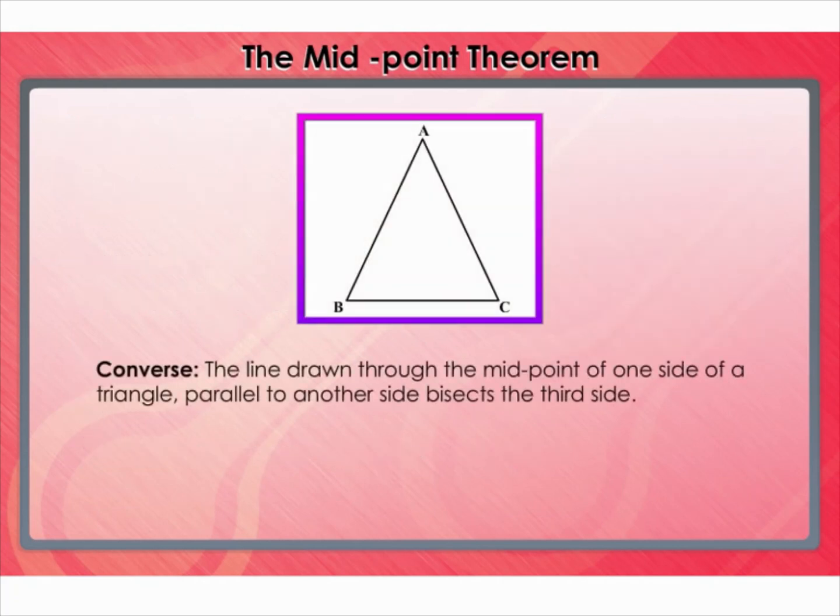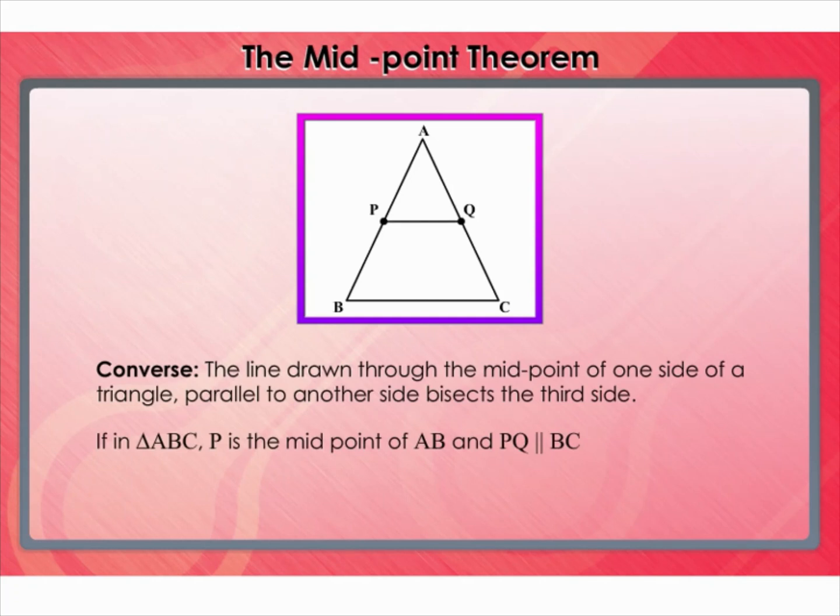The converse of this theorem also holds true. It says, the line drawn through the midpoint of one side of a triangle parallel to another side bisects the third side. That is, if in a triangle ABC, P is the midpoint of AB and PQ is parallel to BC, then AQ is equal to QC.